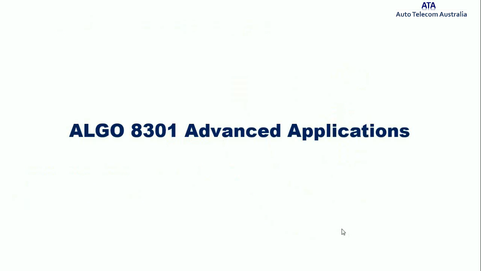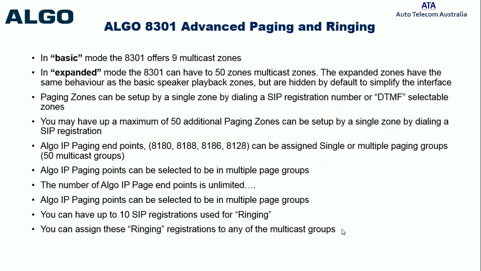Let's have a look at some of the advanced features of the 8301. In basic mode, the 8301 offers 9 multicast zones. These are 9 paging zones, so that we can do paging zone 1 and speakers 1 to 3 will page. Paging zone 2 could be speakers 3 to 5. Paging zone 3 could be all 5 or 6 of the speakers at once, any group of combinations that you want to do. So they're just basically multicast zones.